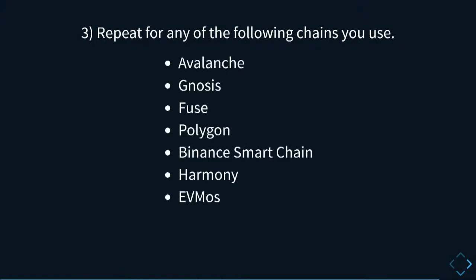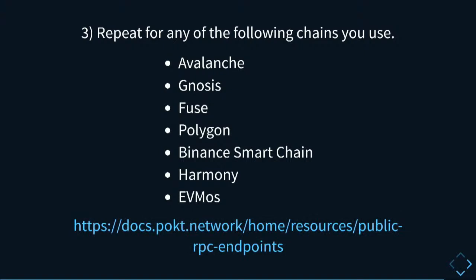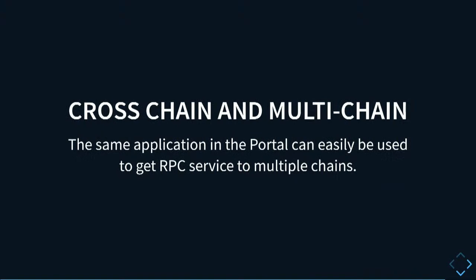Right now we have just a subset of chains that we have public RPC for. The full list is available on our docs for anyone interested. On top of that, what's so great is Pocket can be used for cross-chain and multi-chain uses. So the same application that you register in the portal not only gets you access to the Ethereum mainnet and testnets, but as of now, up to 50 other chains.